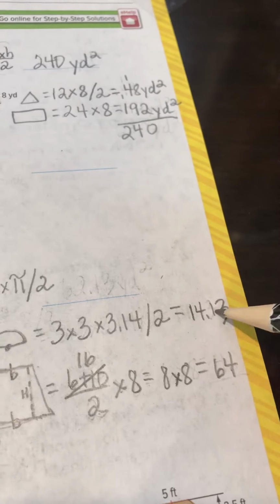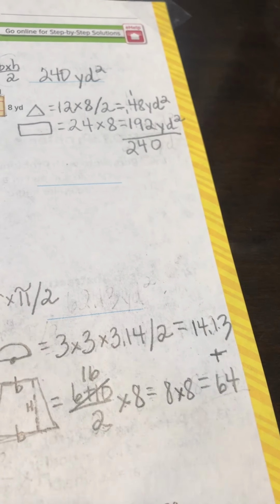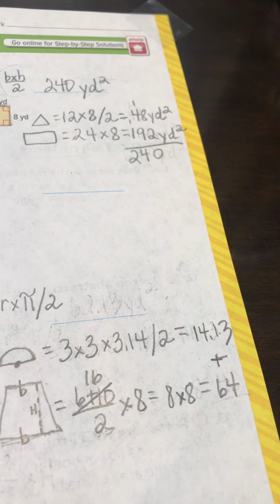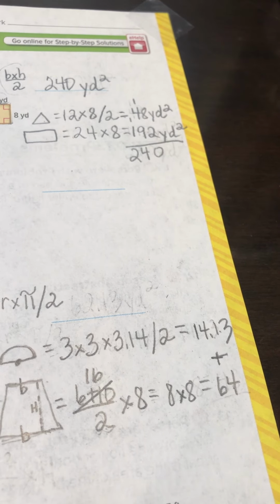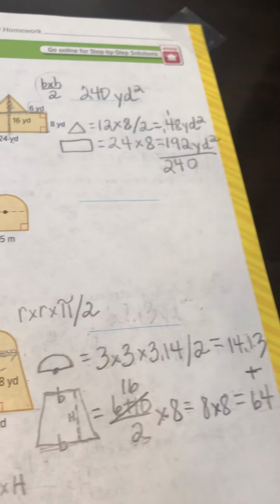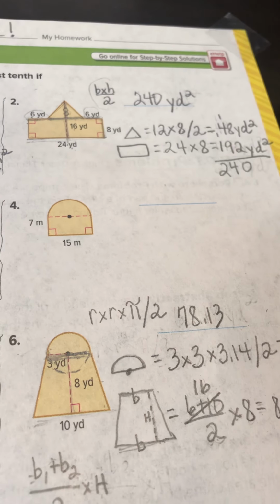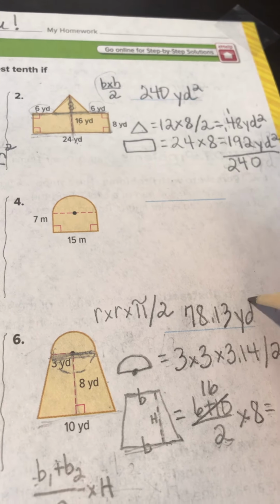So I have my 2 areas here that I'm now going to add. And when I add my 64 plus my 14.13, I'm going to get 78 and 13/100 yards squared is going to be my label.